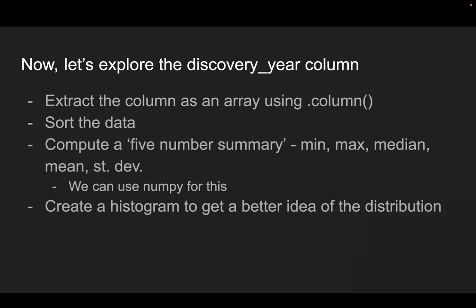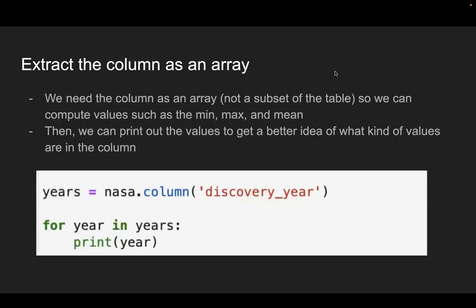Then we're going to sort the data just to get a good idea of what the min and the max is. And we can compute what's called a 5-number summary, which is the min, max, median, mean, and standard deviation. NumPy has methods for all of these numbers, so it's pretty easy for us to get a 5-number summary. And then we can also create a histogram to get a better idea of the distribution. This is like creating everything that's on Kaggle that we can actually see on there.